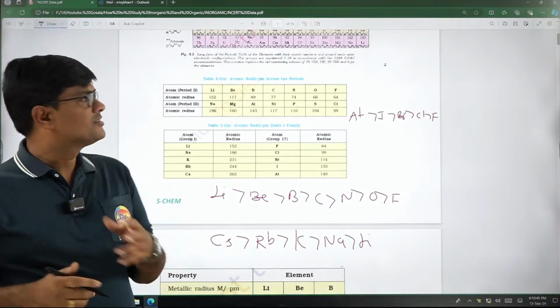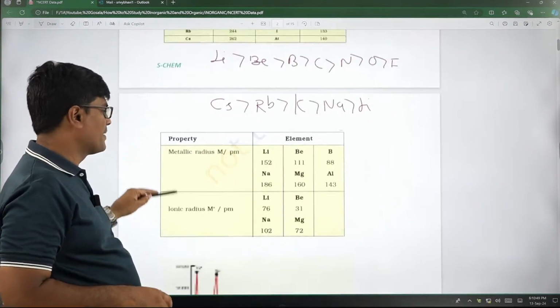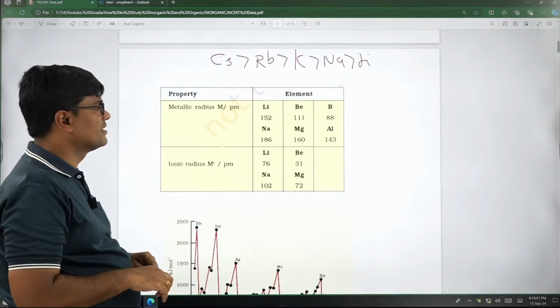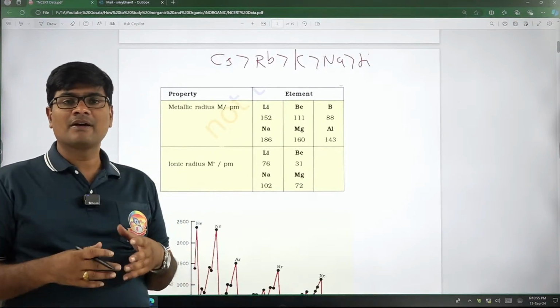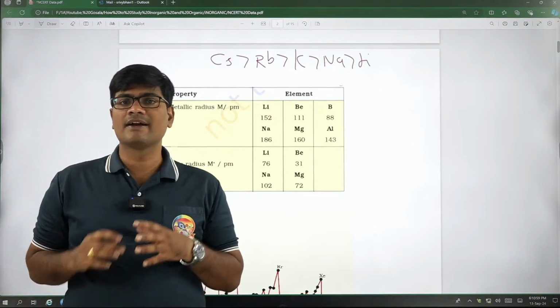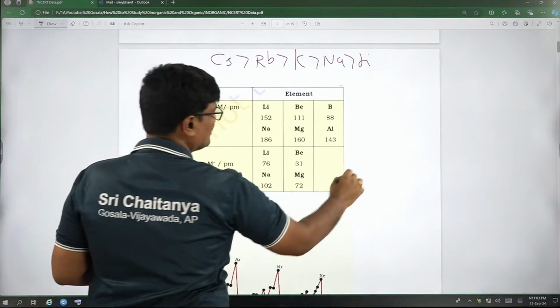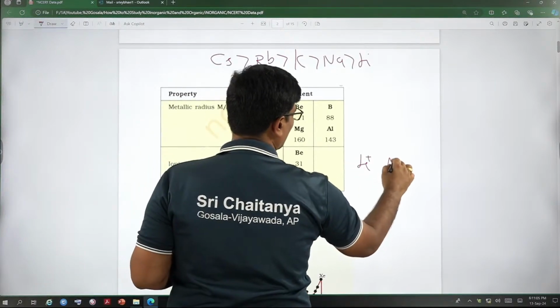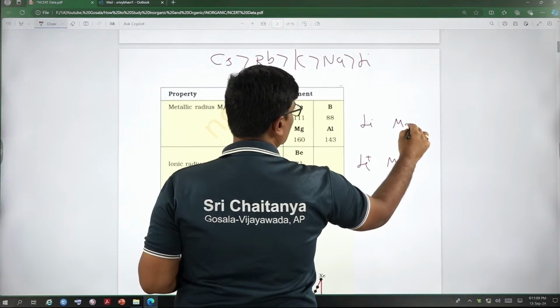Like that, we have certain trends. It is not just about these two groups. There are many informations we have from NCERT. For example, you see the atomic radii or metallic radii of lithium and magnesium. If you compare, magnesium is greater than lithium. But if they ask what is the atomic radii of lithium plus and magnesium 2 plus, which is bigger in size?